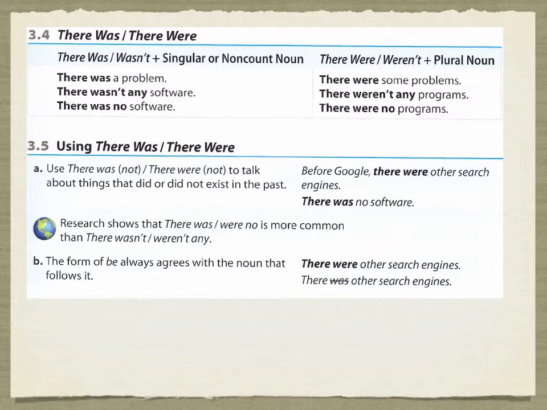You have one more table at the end. Well, two more tables, actually. The first one is 3.4. It talks about using there was or there were.